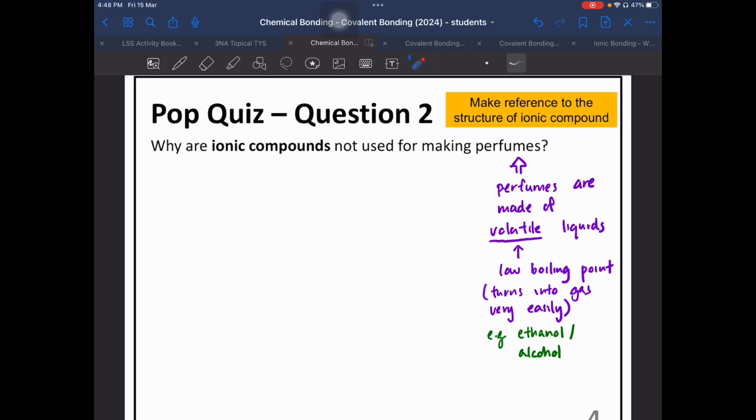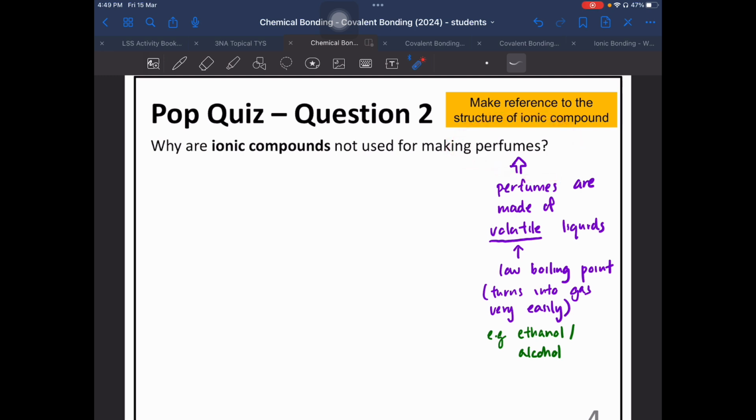So that is a property that we want for perfume, because when you spray it out, you don't want the liquid to stain your clothes, right? If not, your clothes will become wet, right? So you want to spray so that whatever is sprayed onto the clothes can also vaporize or become gas very easily, but the smell will stay behind, right? So that is something that we need to know when you're thinking about a perfume.